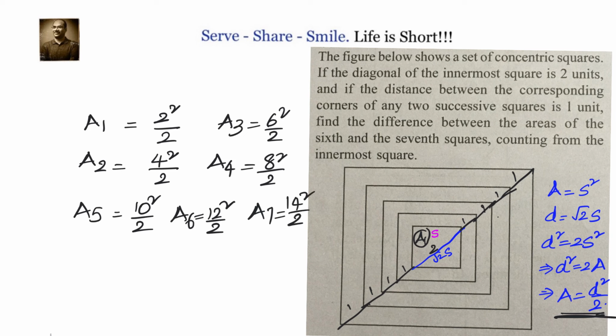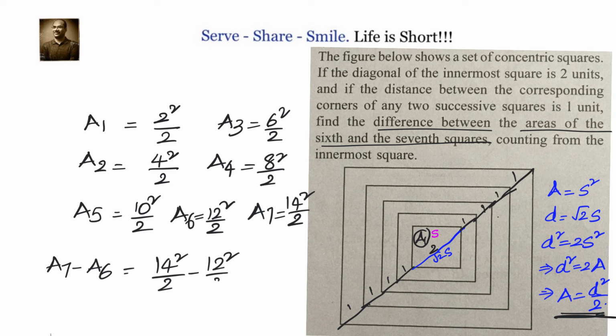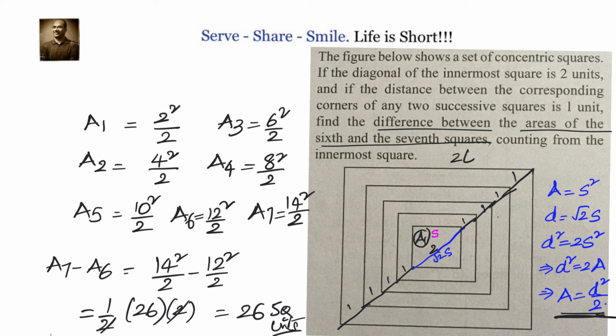Now what they asked us is to find A7 minus A6. What is A7 minus A6? That is nothing but 14 square by 2 minus 12 square by 2. We can calculate this easily. We can use a square minus b square equals a minus b into a plus b. We will have half into 14 plus 12, 26, into 14 minus 12, 2. 2 and 2 cancel, so you get 26 square units. So the difference between the areas of the 6th and 7th squares is 26 square units.